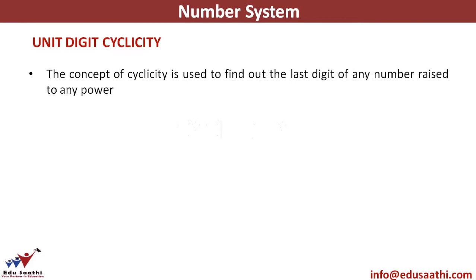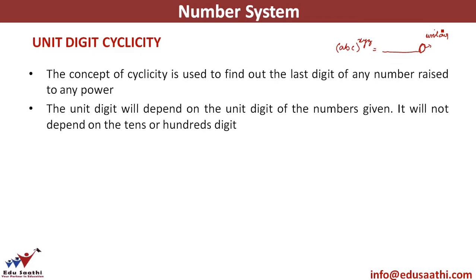The concept of cyclicity is used to find out the last digit of any number raised to any power. For example, if I have a number ABC and I raise it to the power XYZ, I expand it and find out the number, and I only have to look at the last digit of this number. So the concept of cyclicity helps me find the last digit, or the unit digit, of a number raised to any power. In order to do so, I would only look at the unit digit.